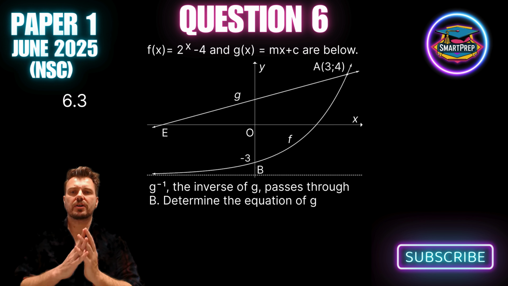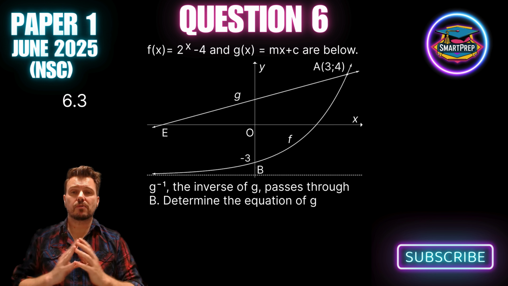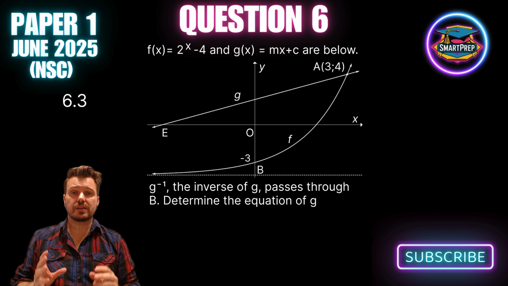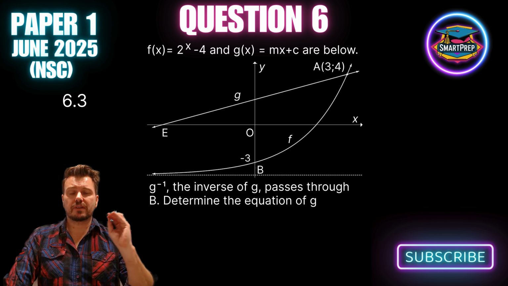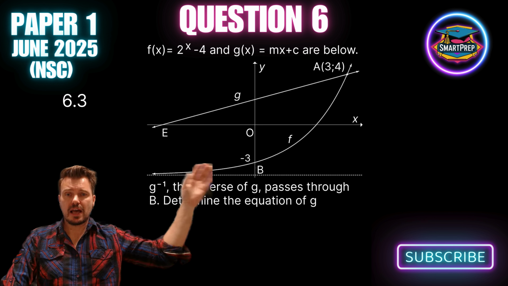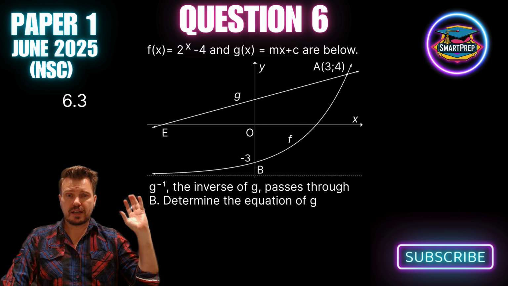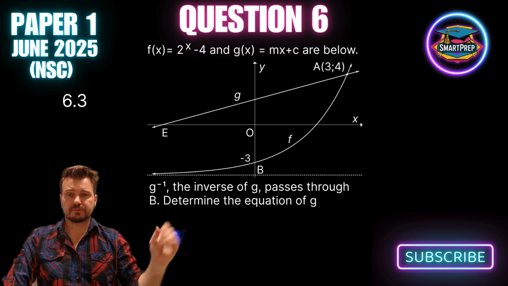Today we are continuing with our grade 12 paper 1 preparation, and we are doing the 2025 SUP paper. So in this question we have been given a straight line function as well as an exponential function.